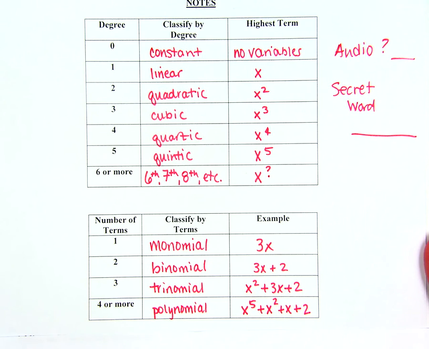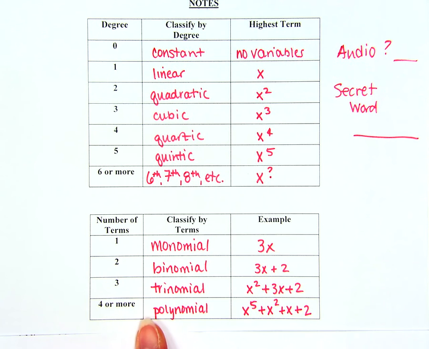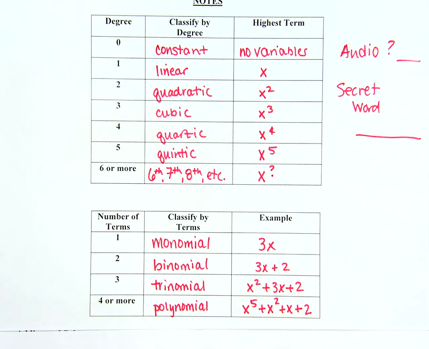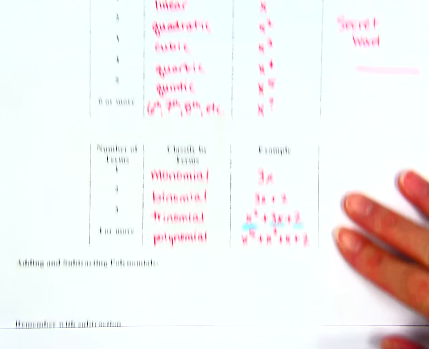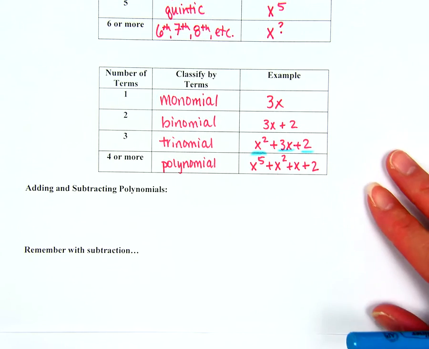If you're classifying by the number of terms, those are each separated by the pluses and minuses. So here's one term, x squared, here's another one, 3x, and here's another one, 2. So that would be a trinomial. If you only have one term, such as 3x, that would be a monomial. All right, if those were too fast, you can go ahead and rewind the video.